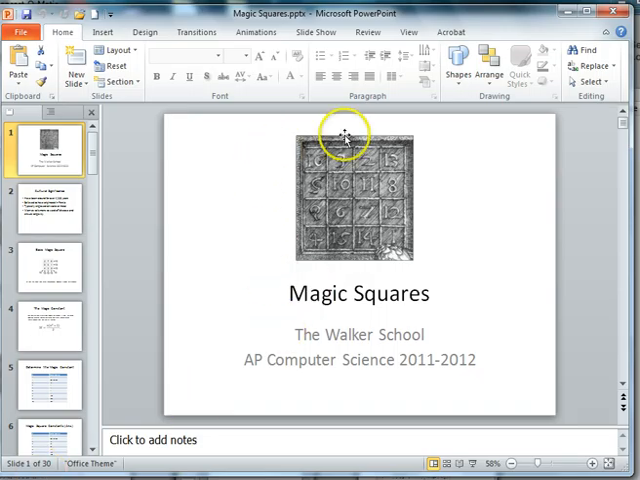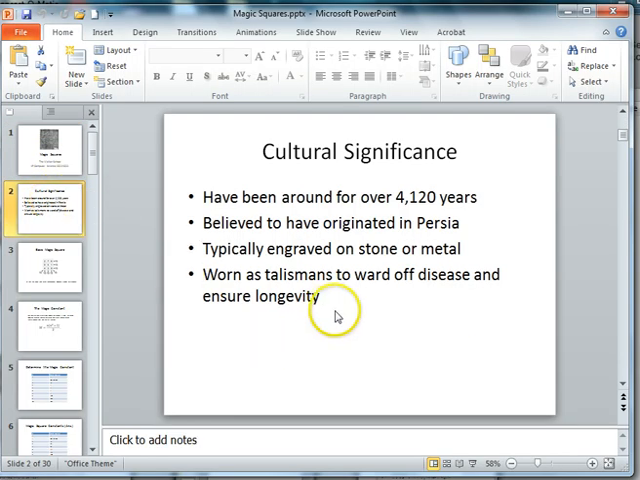You can see an example of a magic square here by Albrecht Dürer, who lived in basically the Renaissance time. And magic squares have been around for over 4,000 years. They were believed to have originated in Persia. They were originally carved on stone or metal in temples as talismans to ward off diseases and ensure the longevity of people. So some people, even wealthier people, had them in their houses or on the doors.